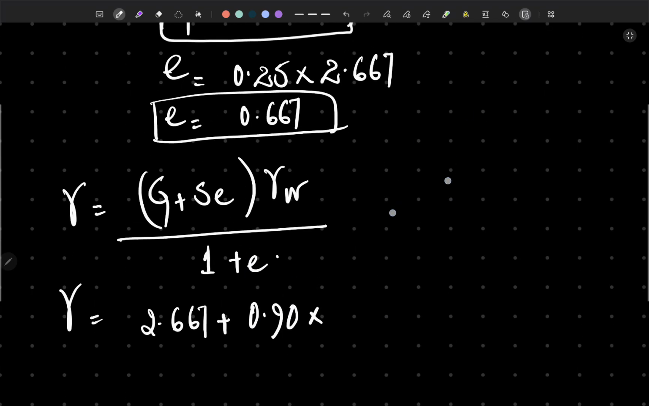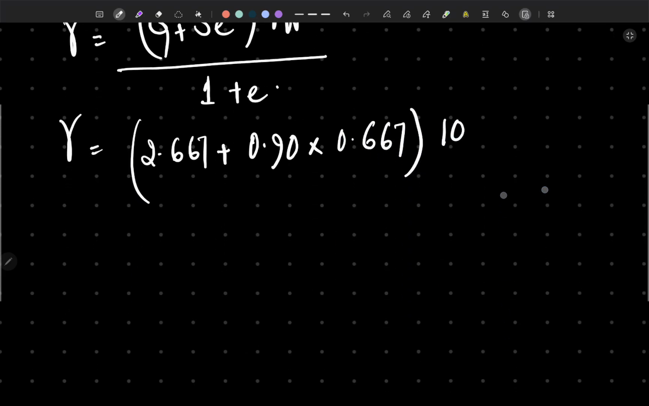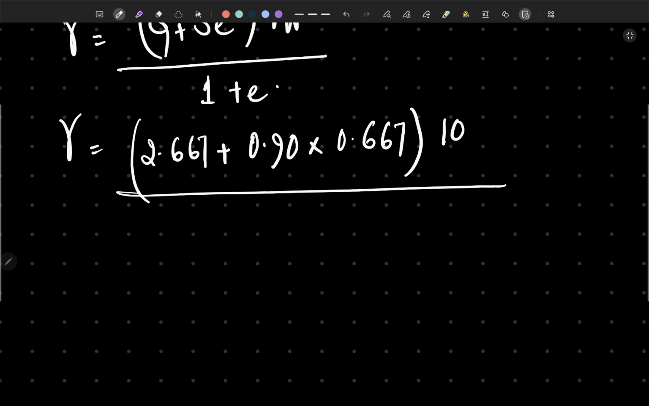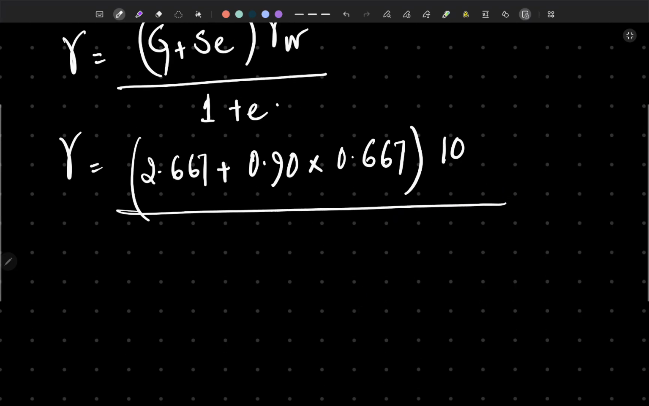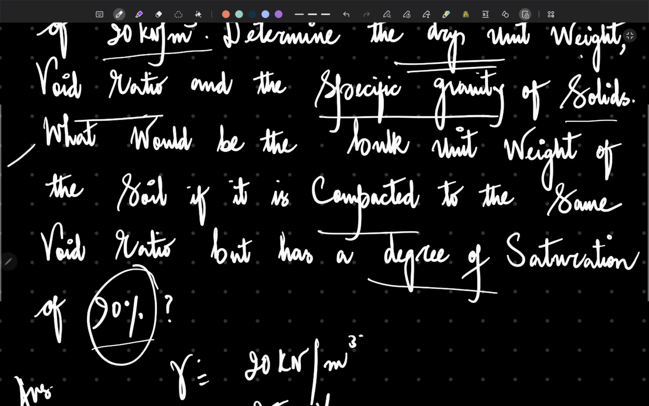e we also calculated, 0.667, multiplied by the unit weight of water, 10 kilonewton per cubic meter, divided by 1 plus e. e is 0.667, that means 1.667. All right. Upon calculating, this is 19.90 kilonewton per cubic meter. This is the bulk unit weight. Part B of the question is complete as well.